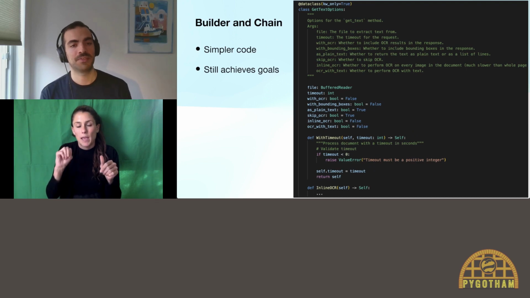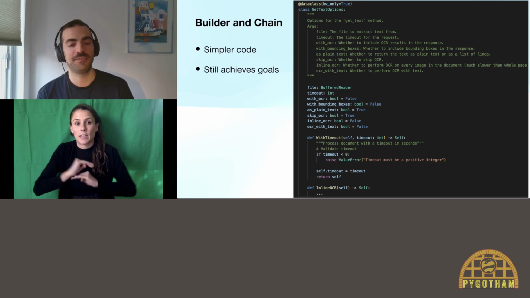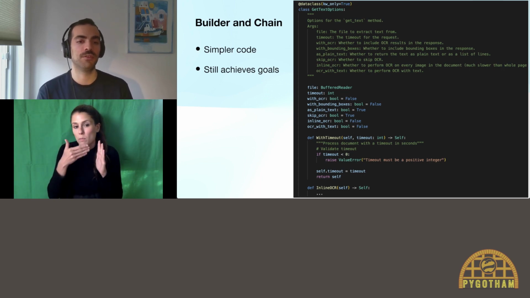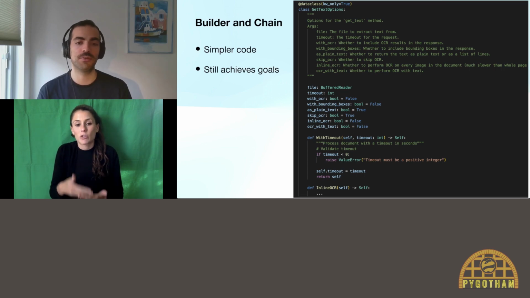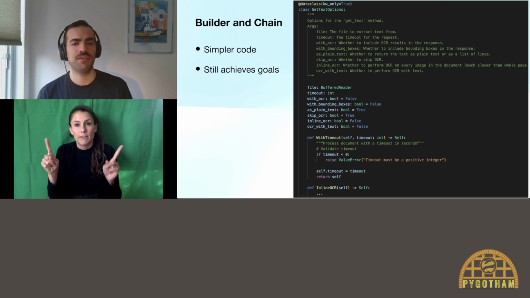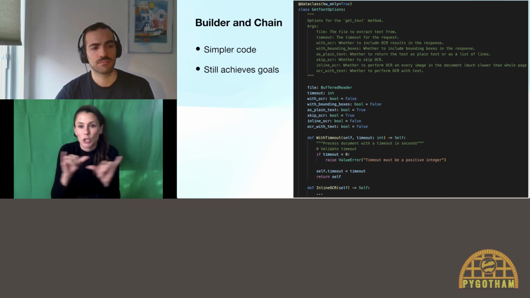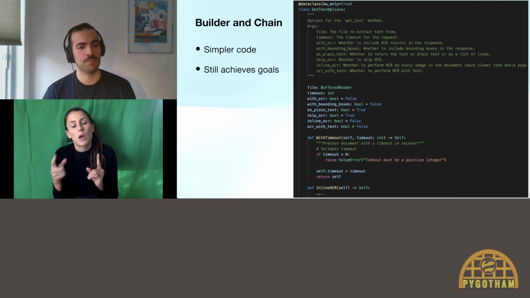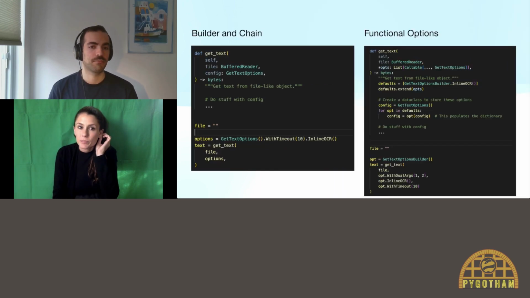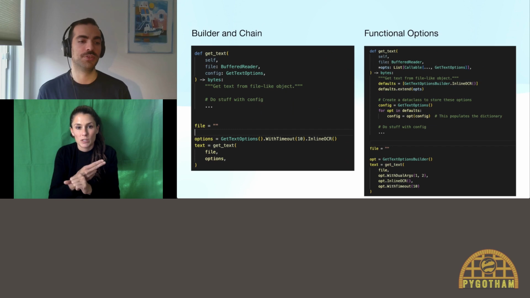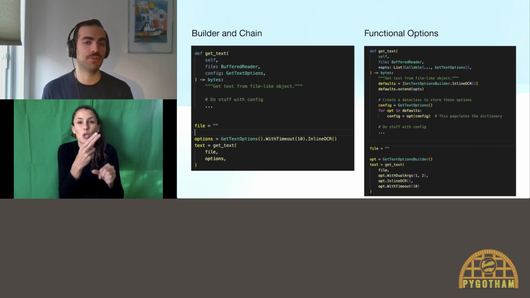So Sam implements this builder and chain, and it looks even better. It still meets all the criteria he was looking for before, in terms of documentation, validation, autocomplete support, etc. So then what's the difference between these two? They look so similar. Builder and chain looks a bit simpler, while still achieving the goals. Comparing both usages, even the usage is simpler, not just the implementation.